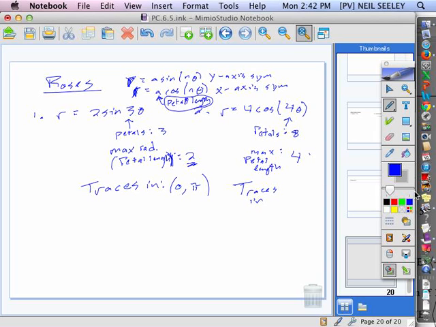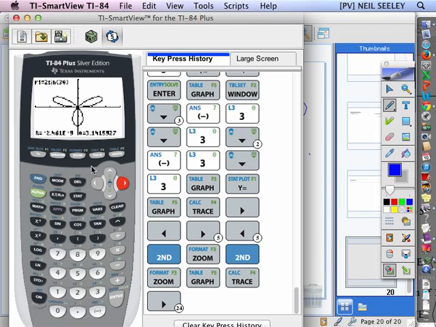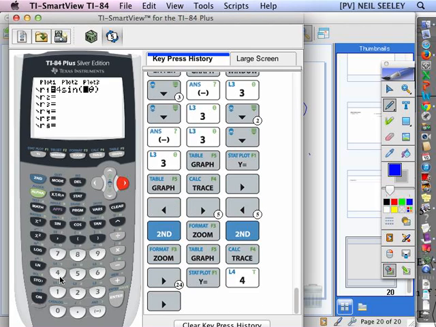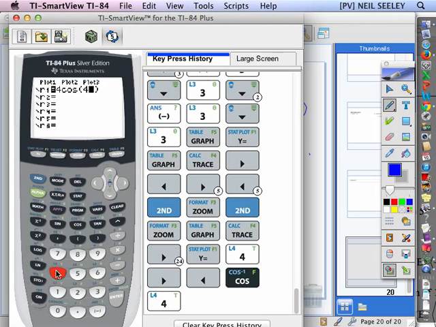Here goes. We're going to rock this. We're going to put 4 cosine, or 4 sine, I'm sorry, of 4 theta, right? Or is it supposed to be cosine? And number 2? Yeah, let's go cosine 4 theta. We're supposed to have 8 petals. No, we aren't. It's going to have 4. Watch.